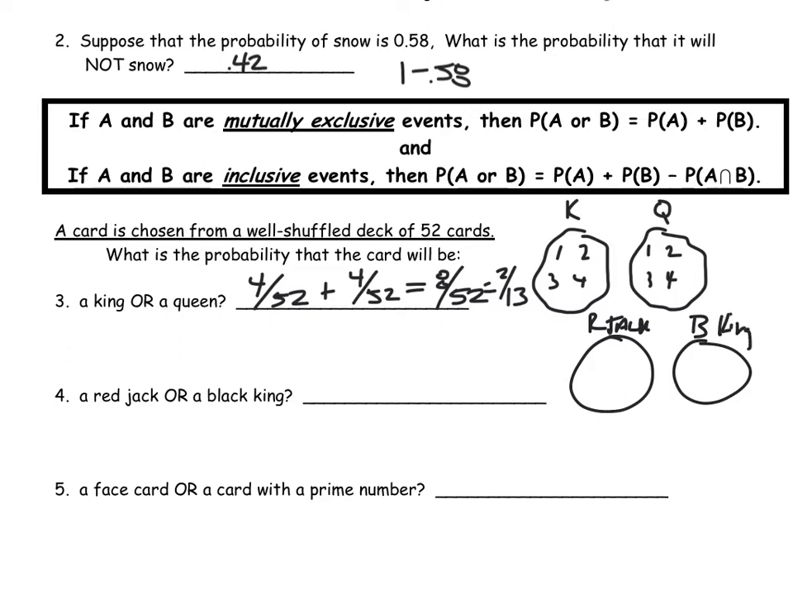Okay. And so now, how many red jacks are there? Well, there's a jack of hearts, and there's a jack of diamonds. How many black kings are there? Well, there's a king of spades, and there's a king of clubs. So in this case, the probability of being a red jack is 2 out of 52, plus the probability of being a black king, which is also 2 out of 52. And that's going to end up being 4 out of 52, which, if I reduce that, should be 1 out of 13.